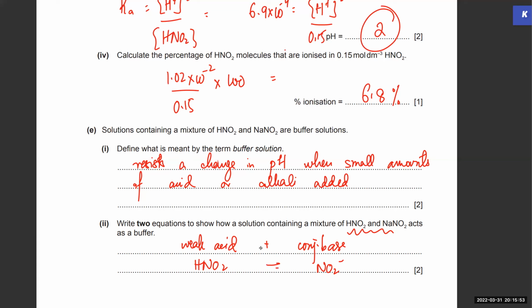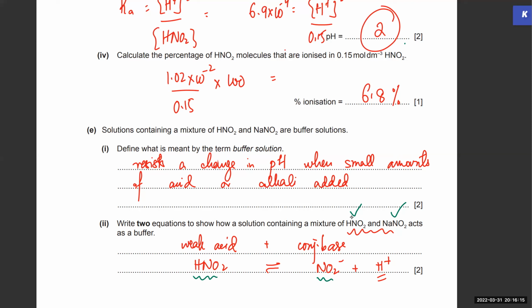Why is it going to form a buffer solution? Because the concentration of H+ ions would remain constant. Why would it remain constant? Because there's going to be an equilibrium that would exist between these two things. Like if you add a lot of conjugate base, which in this case is coming from NaNO2, and you've got a weak acid, which is obviously HNO2.